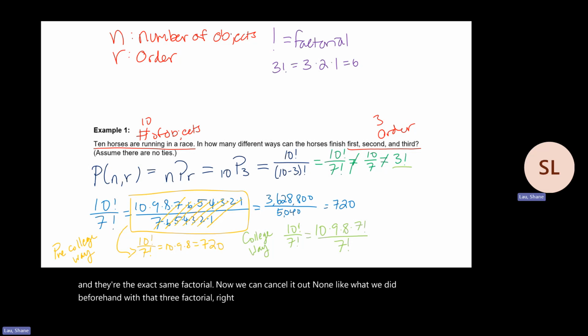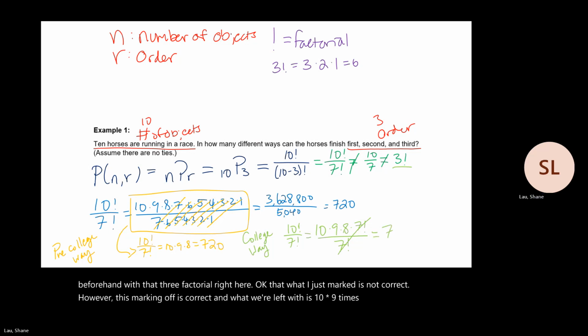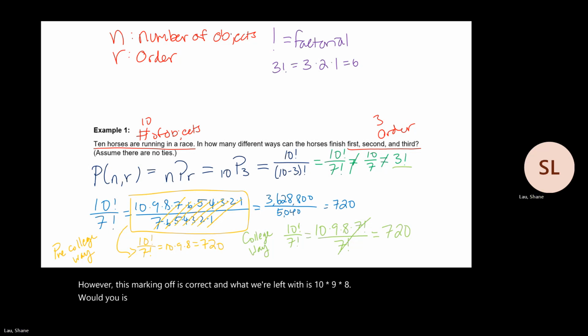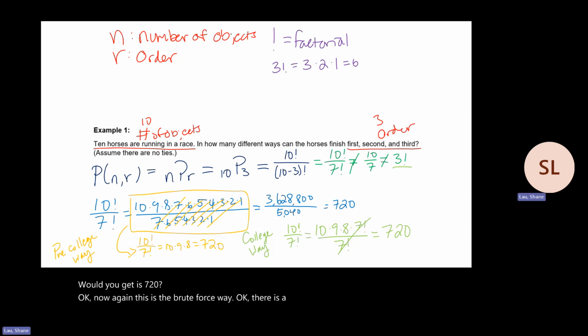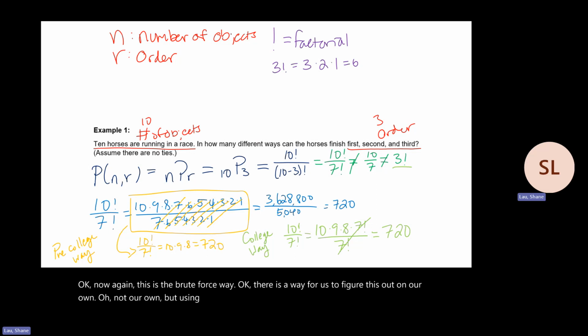Okay, that, what I just marked, is not correct. However, this marking off is correct. And what we're left with is 10 times 9 times 8, which again is 720. Now again, this is the brute force way. There is a way for us to figure this out, well, not on our own, but using the calculator. It's going to be a lot simpler for us, a lot easier for us.